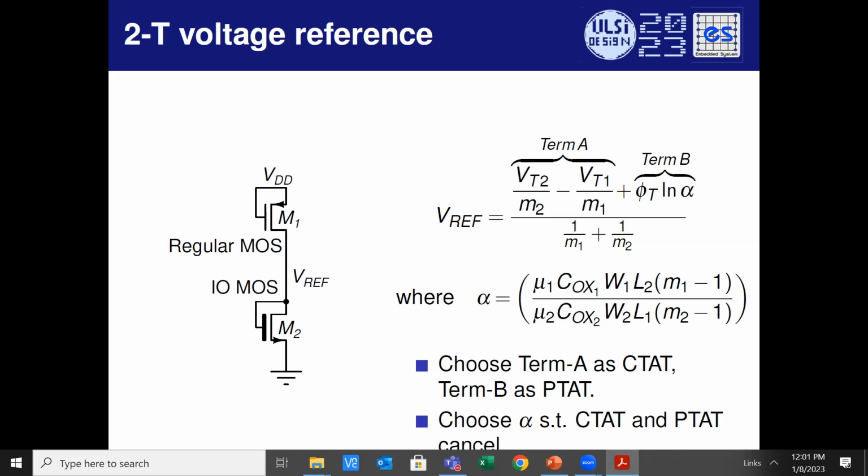You can also choose this as negative, so minus PTAT, and you can have this as minus CTAT. So keep provisions for all of these in your design. That is, you can design for minus CTAT and minus PTAT. That also will work.